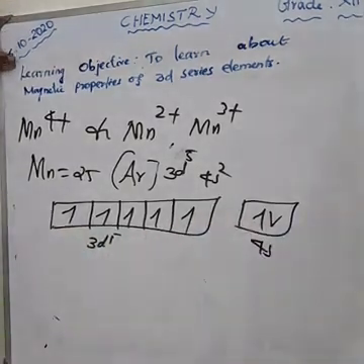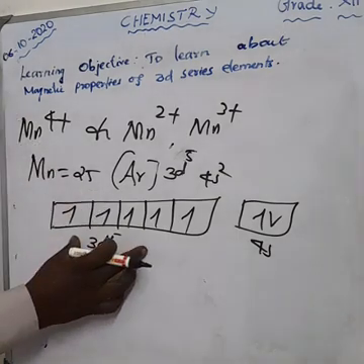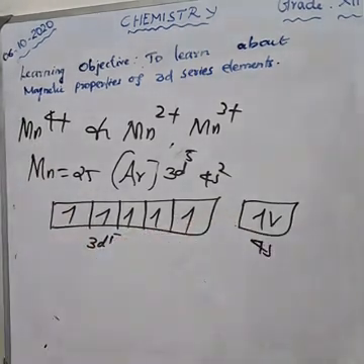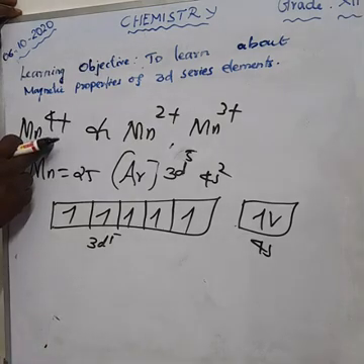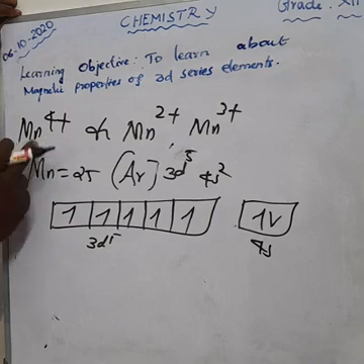Here our question: Mn4+, what is the configuration? Here we have 5 electrons, here we have 2 electrons. 5 plus 2, how much? 7. Out of 7, 4 electrons are lost, so we subtract 4 from 7. What is the answer?